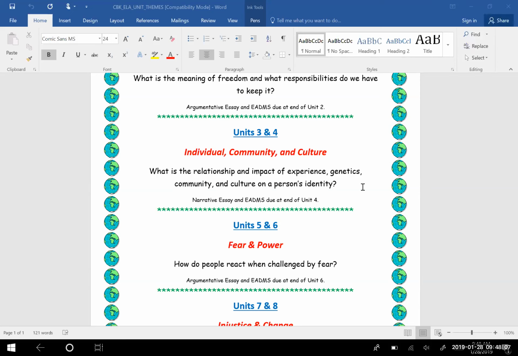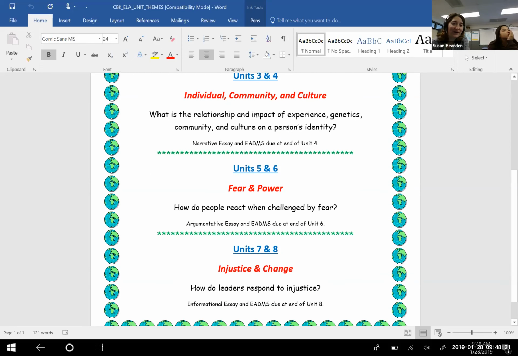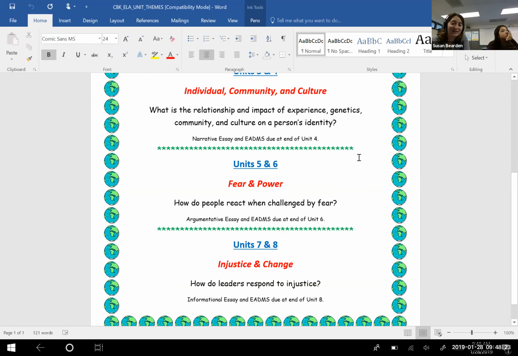Okay, so we've got our topics. The first one is, what is the meaning of freedom and what responsibilities do we have to keep it? The second one is asking about the relationship and impact of our experience, genetics, community, and culture on our identity. The third topic is about fear and power. How do people react when challenged by fear? And our last topic is, how do leaders respond to injustice?